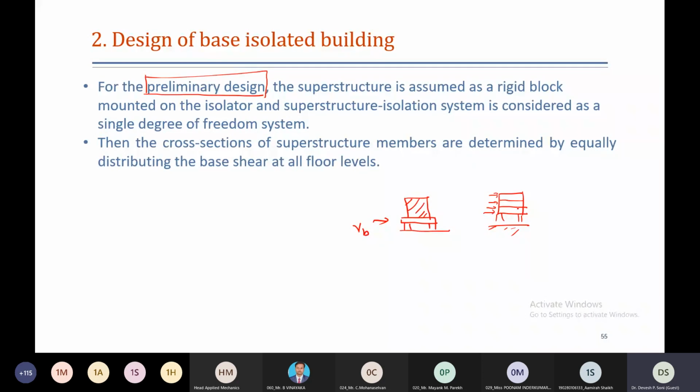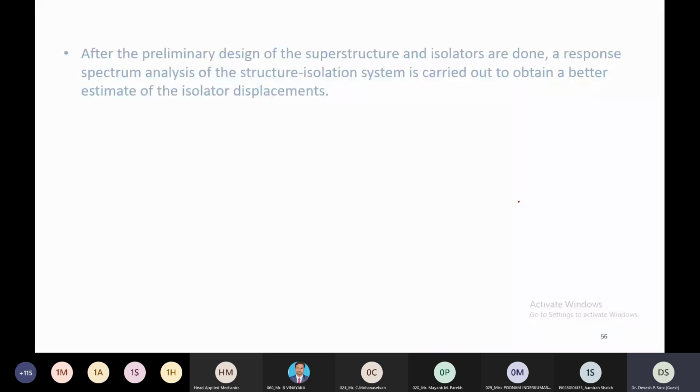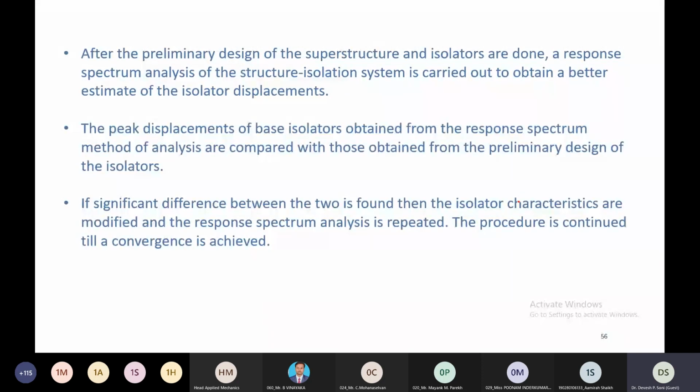After doing preliminary design, the response spectrum analysis is carried out. Okay. That is discussed in the next slide. After preliminary design, the superstructure is analyzed under response spectrum loading. And while performing the response spectrum analysis, the building is modeled like this. Suppose these are the different floors, then it is kept on rollers, and a horizontal flexibility of isolator is modeled by providing spring of equivalent stiffness.